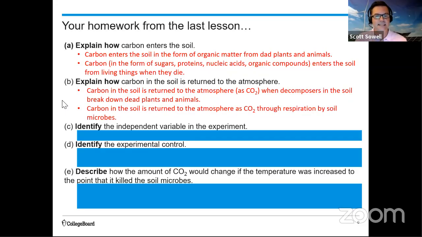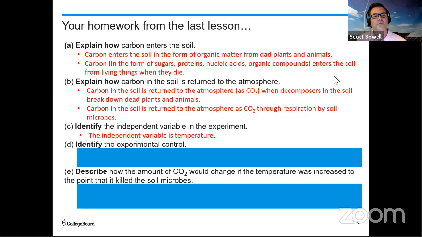So C and D were about the experiment itself. And this is definitely going to be a part, or a version of something like this is going to be a part, of FRQ number 1, experimental design. So identify the independent variable. The independent variable was the temperature. That was the thing that was changed by the scientist.